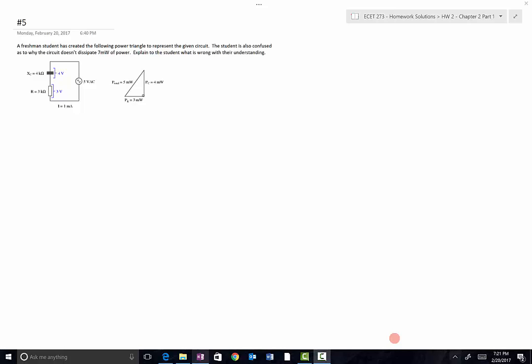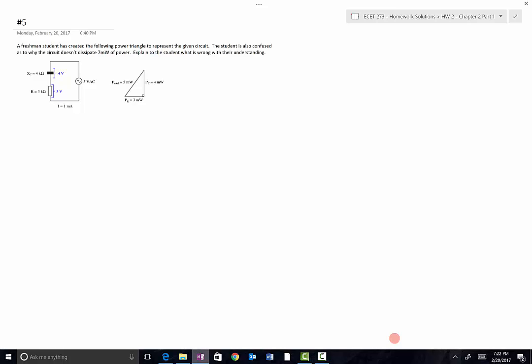Homework solution 2.5. A freshman student has created the following power triangle to represent the given circuit. The student is confused as to why the circuit doesn't dissipate 7 milliwatts of power. Explain to the freshman what's wrong with their understanding. So the given in this problem is just these figures, and we're just asked to explain to the student what's wrong with their understanding. So I'm not going to really write those down.